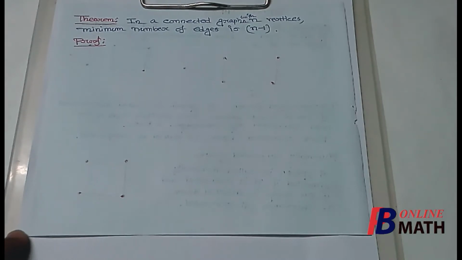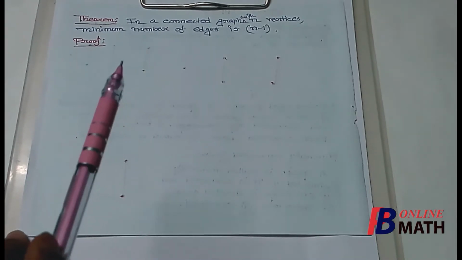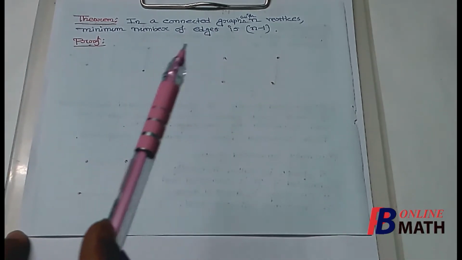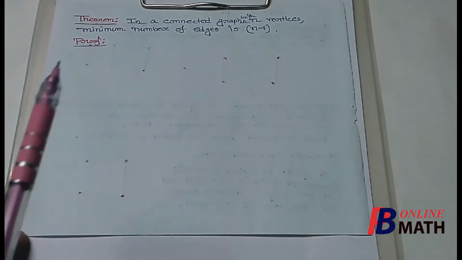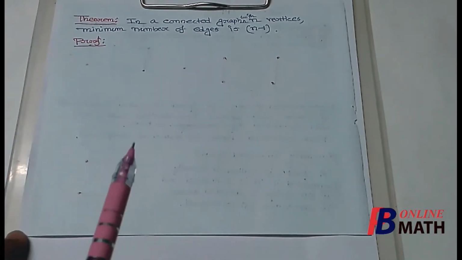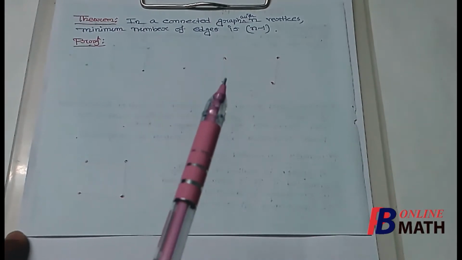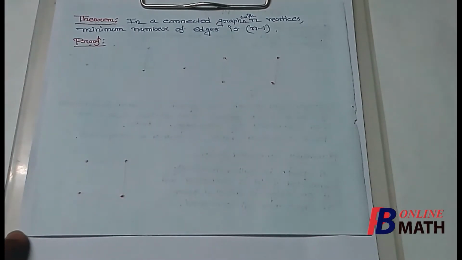Next we consider one theorem. It states that in a connected graph with n vertices, the minimum number of edges is n minus 1. So we shall prove that a connected graph with n vertices has at least n minus 1 edges.